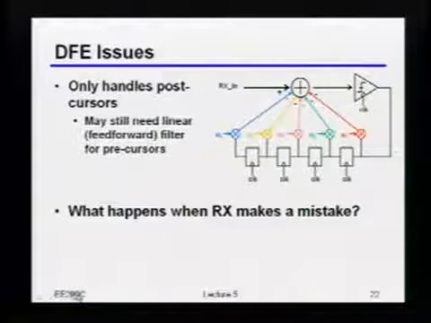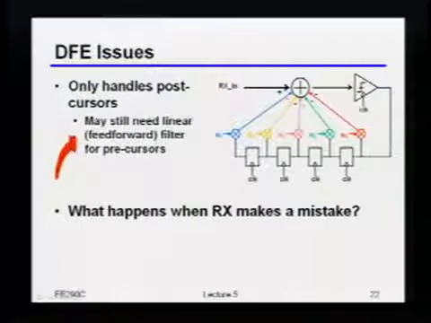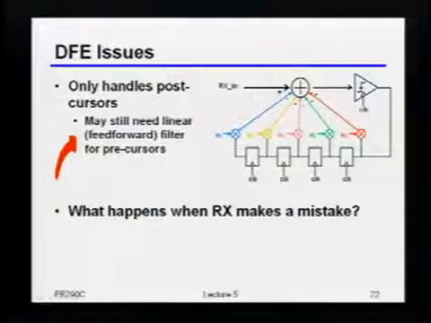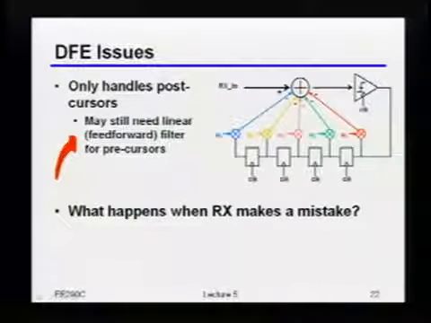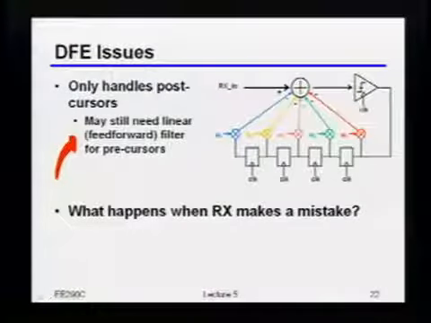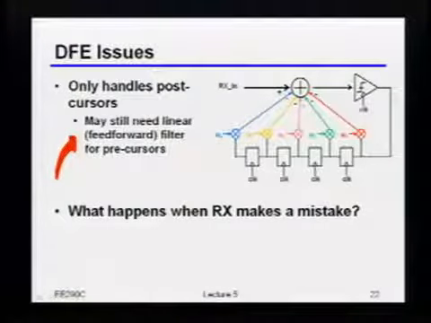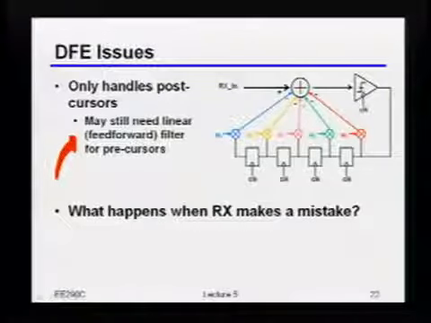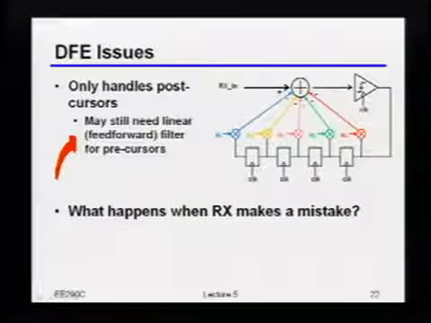Because of that, a lot of times you'll still need to combine that decision feedback equalizer with some linear or FIR, or what's often called a feed-forward filter in front of it, so that the feed-forward filter can take care of any precursors that you might have, and the DFE will take care of all of the post-cursor stuff. Okay?